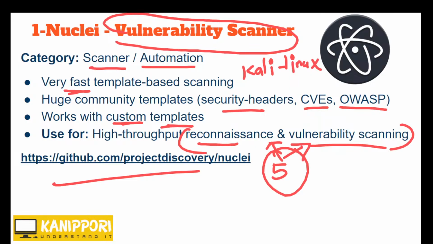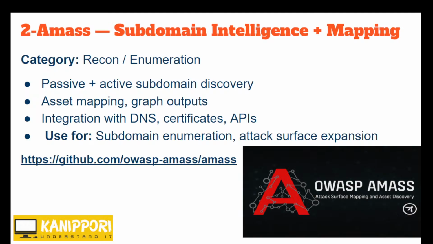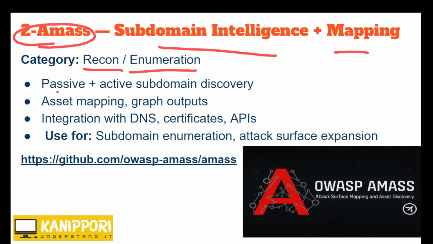reconnaissance and scanning. And the next, one of the best tools which we can use for subdomain intelligence and mapping, comes under reconnaissance and enumeration. The tool name is Amass. It can be used for passive and active subdomain discovery. Also, it can be used for asset mapping.